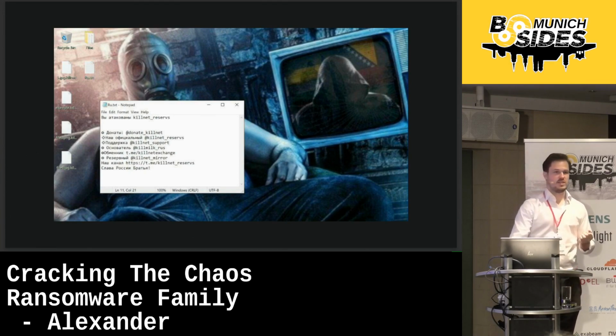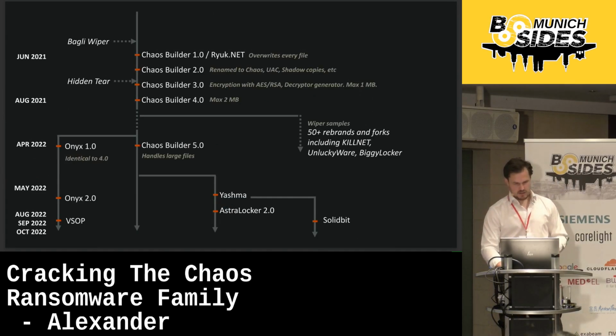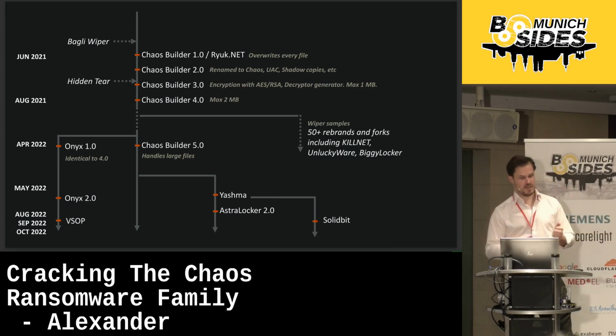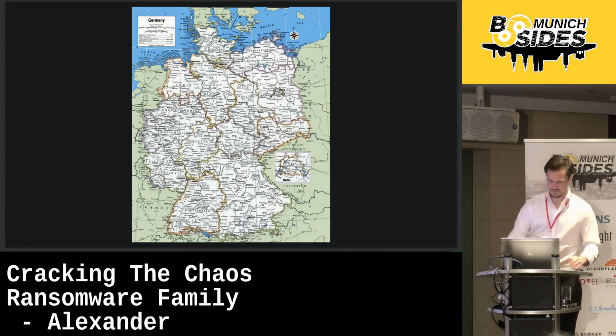Another one, which is kind of interesting, is Killnet. Killnet actually started using this. We haven't really seen any actual successful attack by Killnet, but at least they are claiming that they're using this ransomware. So the picture keeps growing, and at this point we have VSOP, which is their own branch. We have Yashma, SolidBit and AstraLocker, and this just keeps growing.